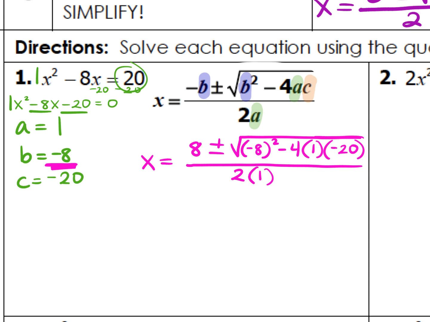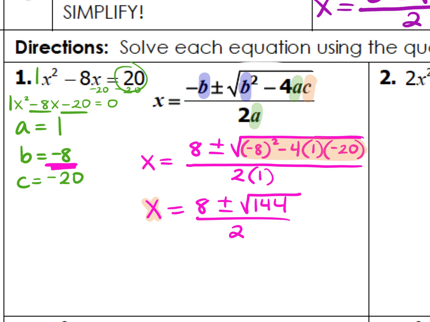What's your next move? You solve what's in the radical. You plug the radical, not including the radical sign, into your calculator. So parentheses, negative 8 squared, minus 4 times 1 times negative 20. Oops, I already did it wrong. So you should get 144 at that point. I want you plugging that in. I want you trying that, because if you don't get the right number, I need to know why you're not getting the right number, okay? All right, so this should be x equals 8 plus or minus the square root of 144 over 2.